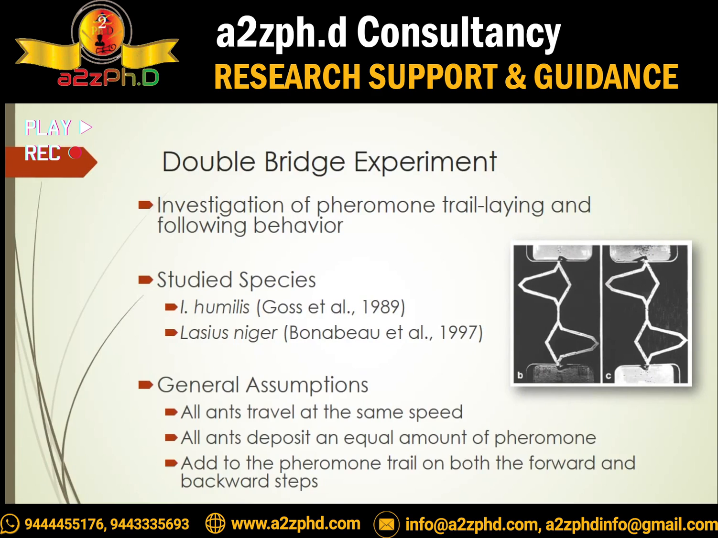The general assumptions for the calculations going forward will be that all of the ants are traveling at roughly the same speed, all of the ants are depositing an equal amount of pheromone on the ground, and that they add this pheromone in both their forward and backward steps, so in their trips to the food source and then back to the nest.